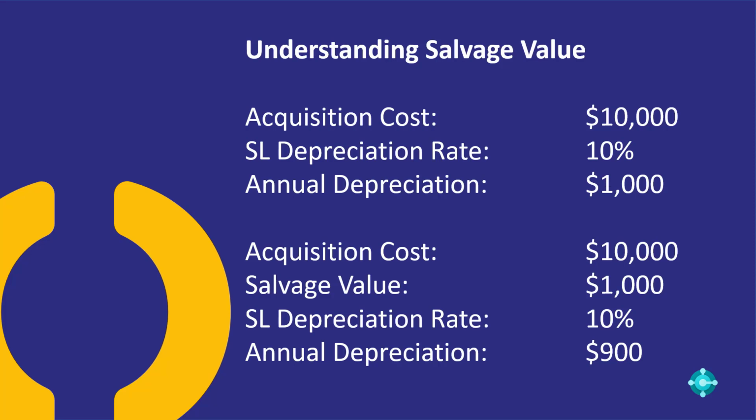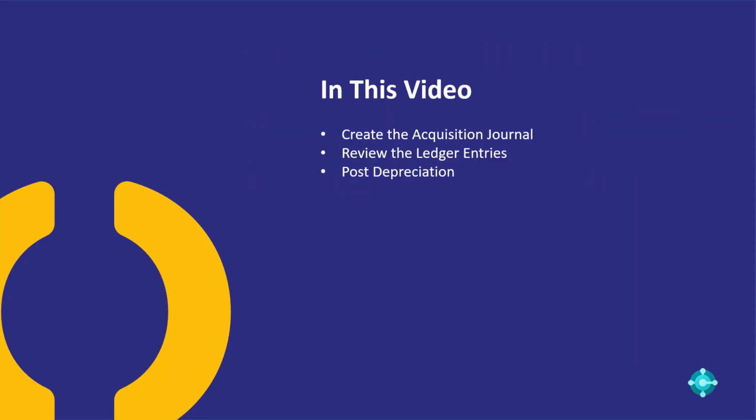In this video's demo, we'll create the acquisition journal, including a salvage value, review the ledger entries as a result of that journal, and we'll post the depreciation to see the impact that the salvage value has. Let's go to Business Central and take a look.